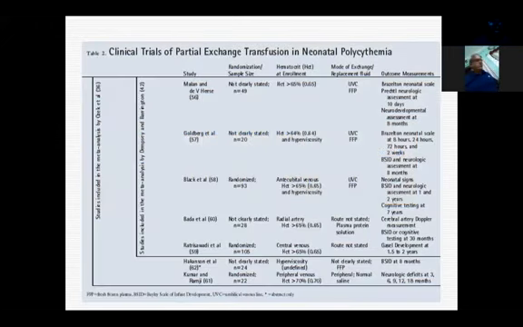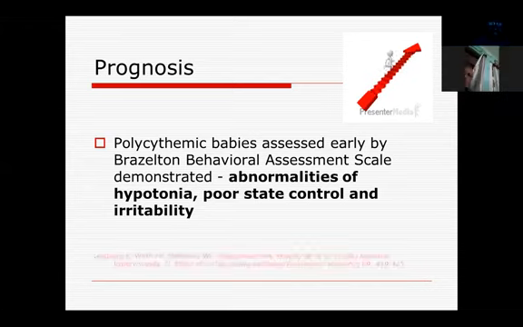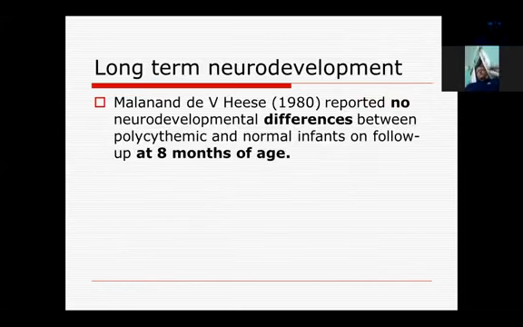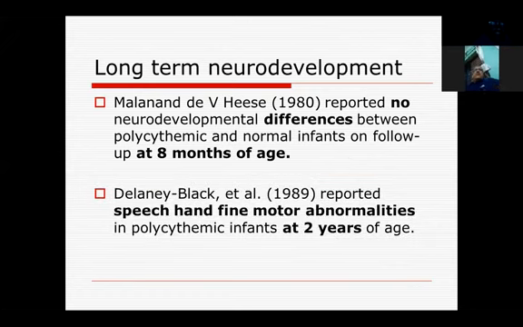These are different clinical trials of partial exchange transfusion done in neonates with polycythemia. Now what is the prognosis? Polycythemic babies assessed early by the Brazelton Behavioral Assessment Scale demonstrated abnormalities of hypotonia, poor state control and irritability. If you look at long-term neurodevelopment, many studies have been done, and there was no neurodevelopmental difference between polycythemic and normal infants at 8 months of age. But subsequently at 2 years of age, speech, hand and fine motor abnormalities were noted.